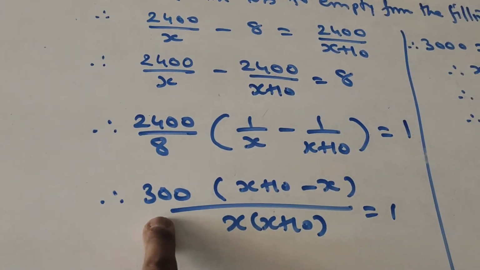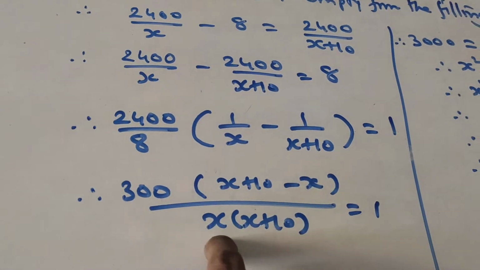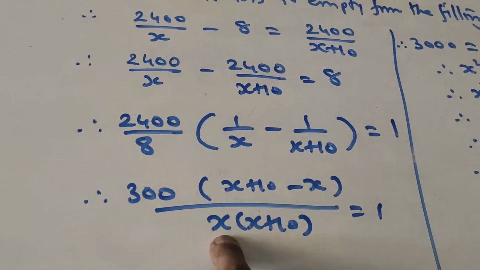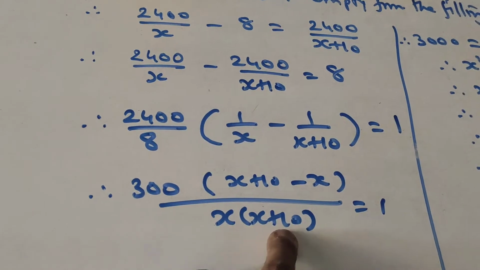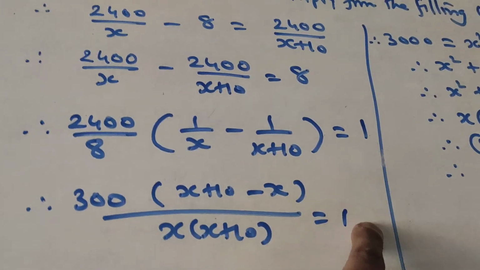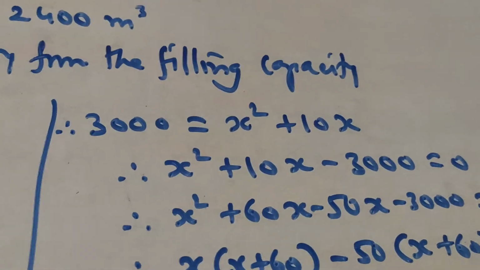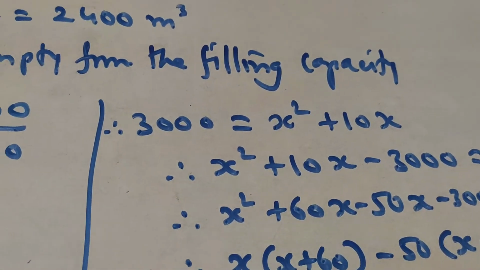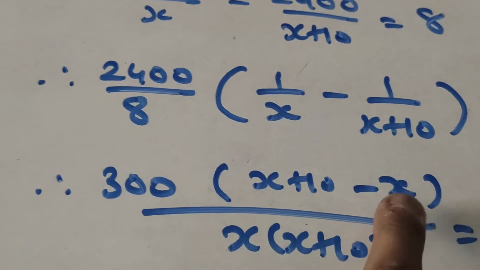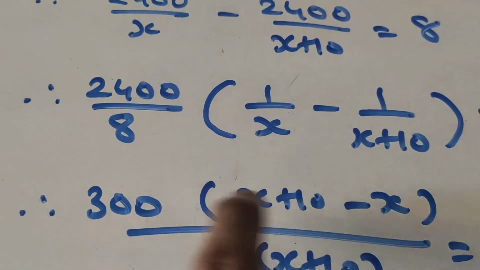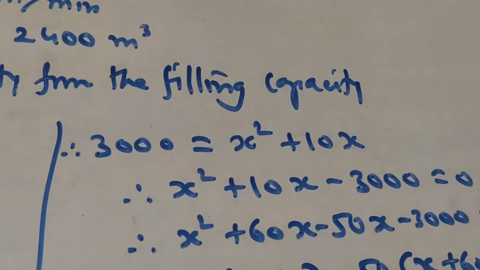Here it becomes 300. Here plus x and minus x cancel, and here this x goes inside, so it's x square plus 10x. This one moves this side, so it becomes x square plus 10x. So this is how it works. So 3000 is equal to, I hope you understood how we got 3000. Here x and minus x cancel, so 10, 300, 3000. So 3000 is equal to x square plus 10x.